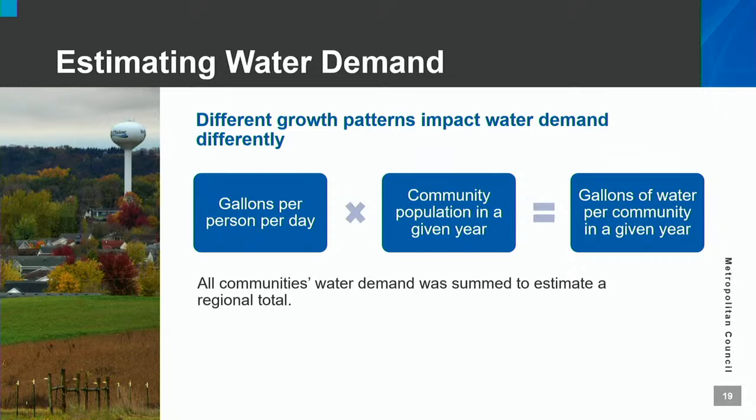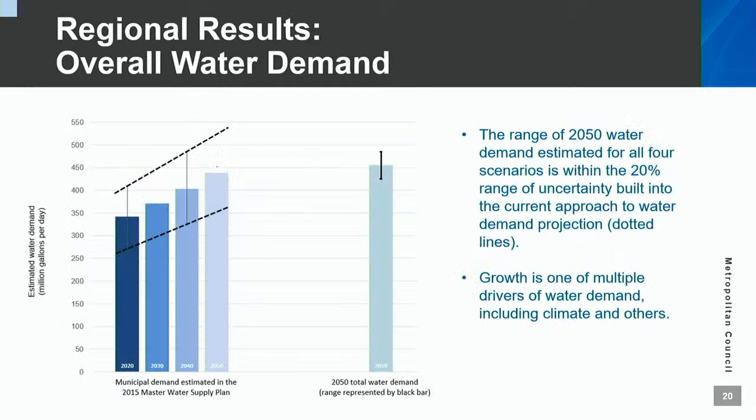It's the same method that we used in the 2015 Metro Area Water Supply Plan, so if you're interested in that method, it's what we've done in the past. What does that mean for our future water demand? There's two pieces of information here I just wanted to call your attention to.